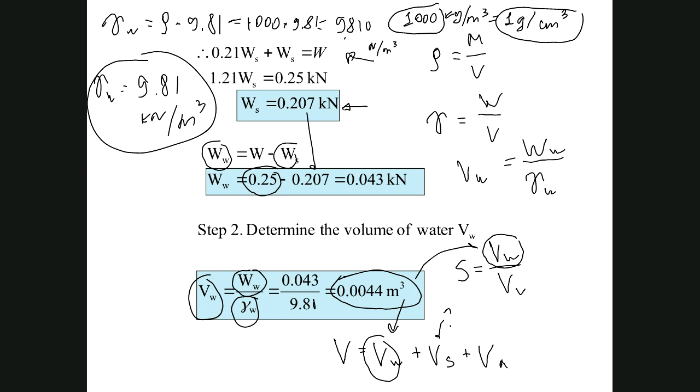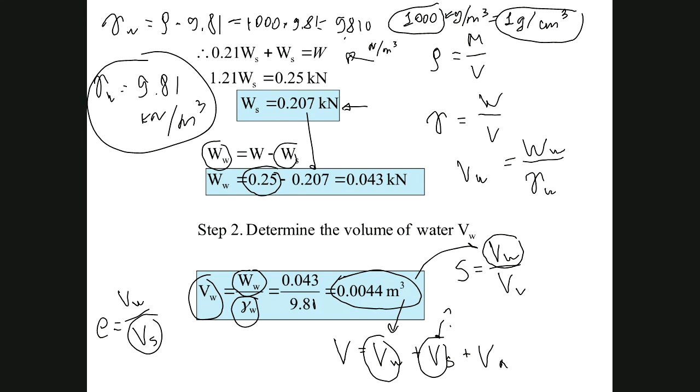Remember that void ratio is volume of voids divided by volume of solids. So we still need the volume of solids. Volume of solids here. How do we find it? Anybody has an idea? Mass divided by density. Yes, that's correct.